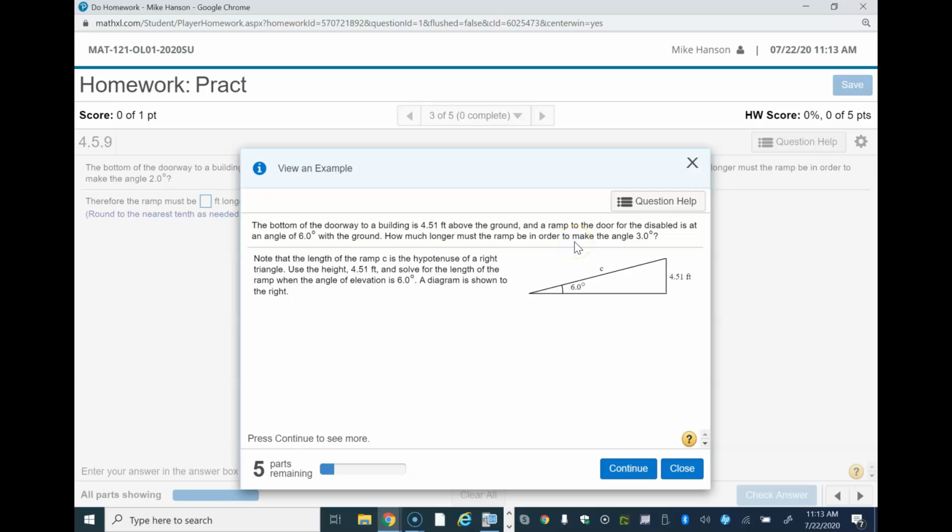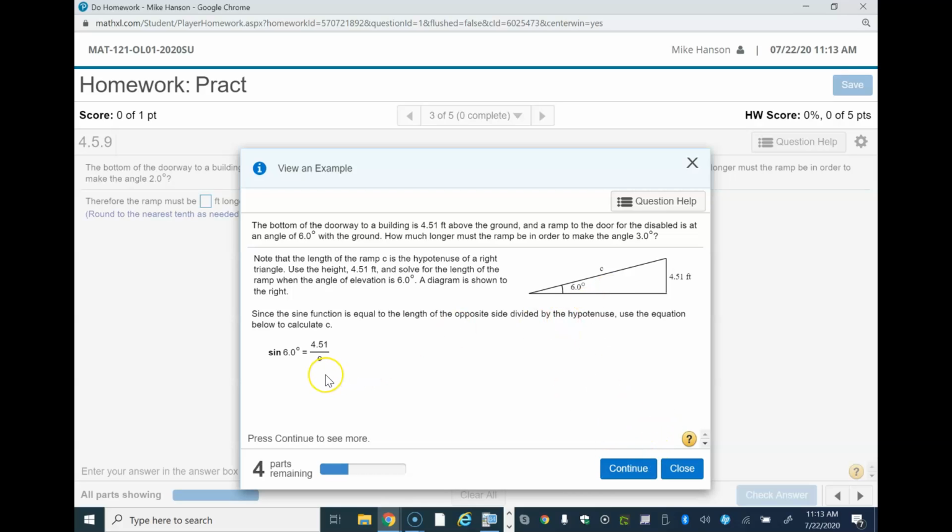So let's think about SOH CAH TOA. Which ones can we eliminate? It seems like we don't have anything to do with the adjacent. There's nothing to do with adjacent. So anything in SOH CAH TOA, if it has an A in it, go ahead and just mark it off your paper because we're not using that.